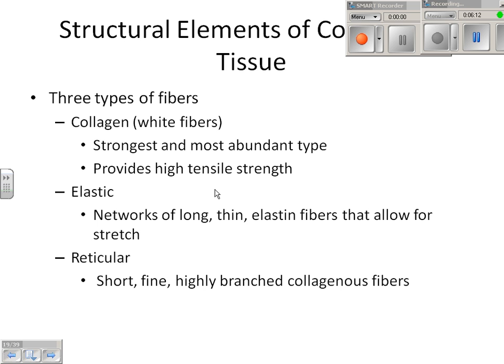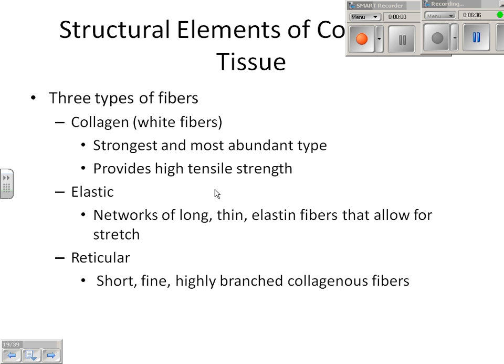Now this type of fiber you will typically see running in the same direction because it is not a stretchy fiber. It is a fiber that withstands high tensile strength, provides high tensile strength. So let me give you an example of where you would see a lot of this fiber. You would see this fiber in between your vertebrae.